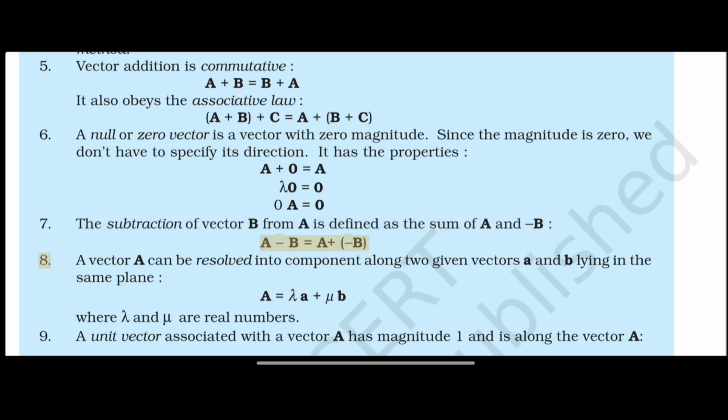A minus B equals A plus (minus B). 8. A vector A can be resolved into components along two given vectors a and b lying in the same plane. A equals lambda a plus mu b, where lambda and mu are real numbers. 9. A unit vector associated with a vector A has magnitude 1 and is along the vector A.